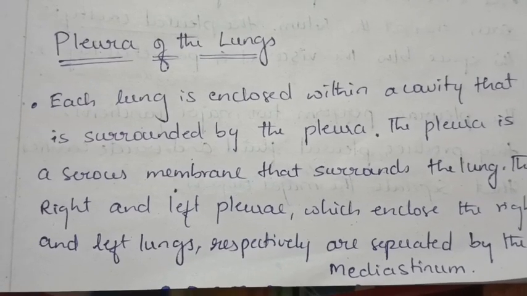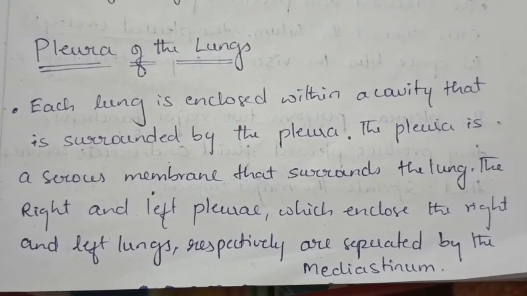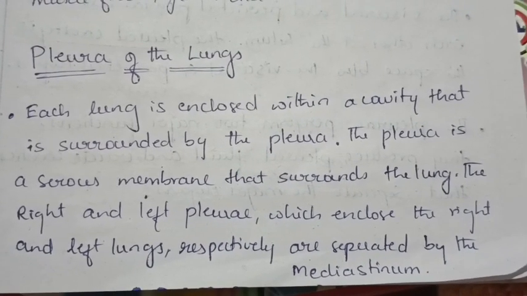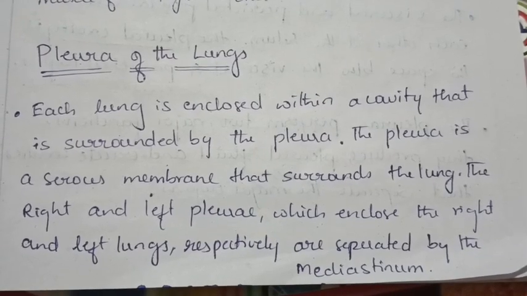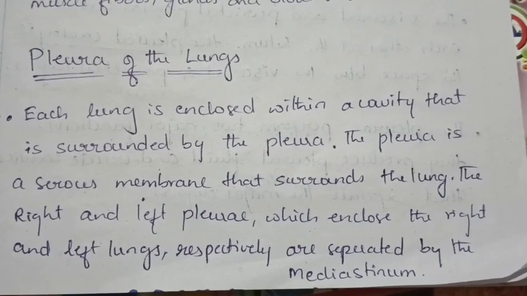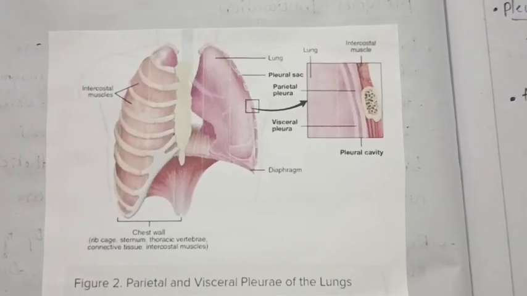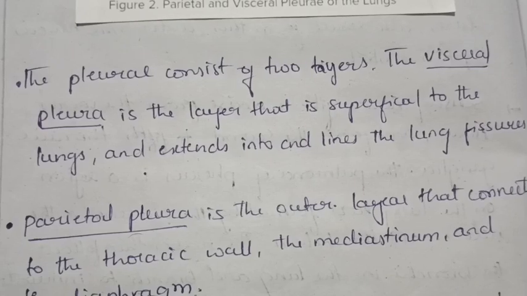Pleura of the lung. Each lung is enclosed within a cavity that is surrounded by the pleura. The pleura is a serous membrane that surrounds the lung. The right and left pleura, which enclose the right and left lung respectively, are separated by the mediastinum. Parietal and visceral pleura of the lung. The pleura consists of two layers.